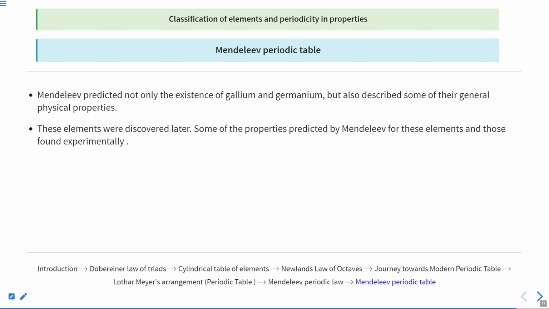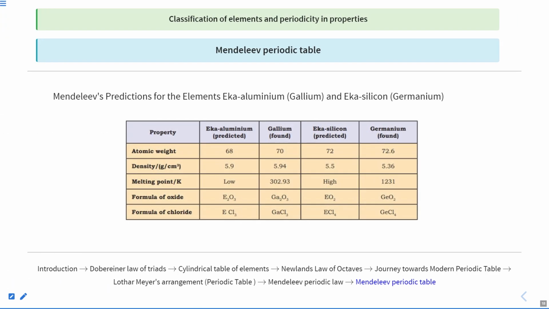Clear? Now these elements were discovered later on. Some were predicted by Mendeleev and were found experimentally. This is Mendeleev's prediction of eka aluminum and eka silicon. Gallium is known as eka aluminum, and germanium is known as eka silicon. So what are the predictions? You will be fascinated by it.